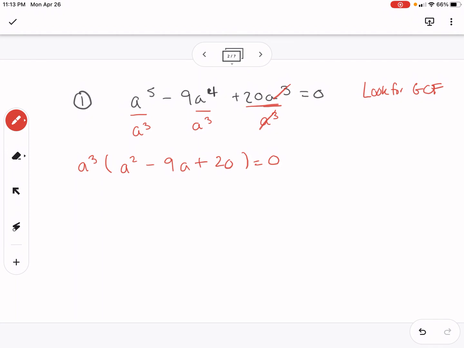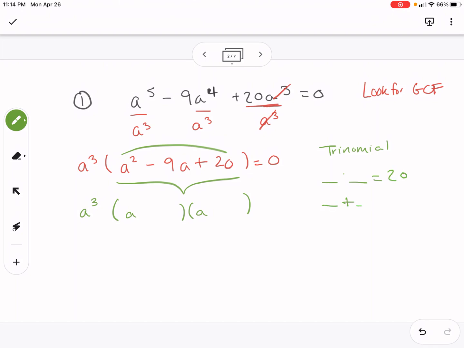Now I'm going to check what's in the parentheses and see if I can factor it further. Here I notice in the parentheses I have a trinomial. So I'm going to factor that trinomial. I can already set up my blanks. A times a are my factors. The cube's going to stay out in front. So I have blank times blank equals 20, because you always use the last number. And blank plus blank equals -9.